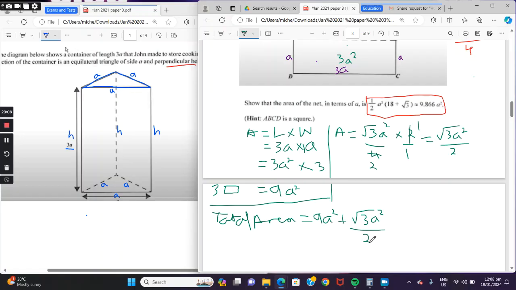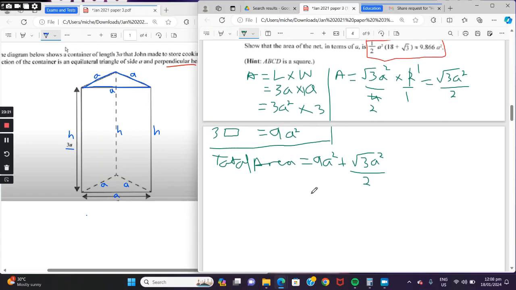So now you need to add this. In maths, you can only add terms that have the same exact number, everything. One has a root with a square, and one just has a square. So you can't just add them like that. You have to factorize them. So this is where factorization of algebraic terms will come into play.